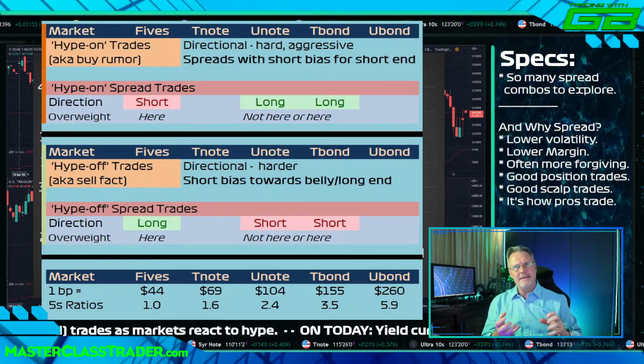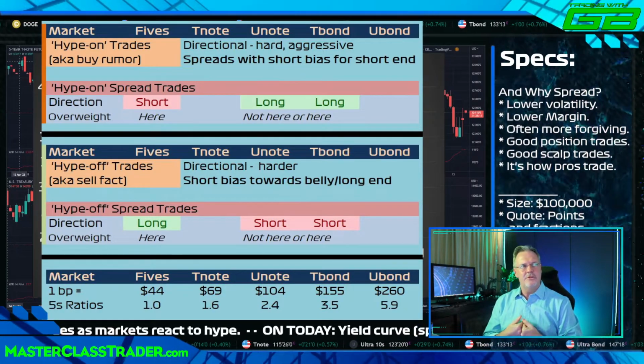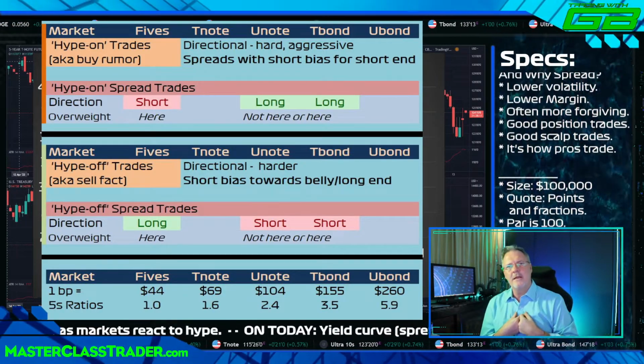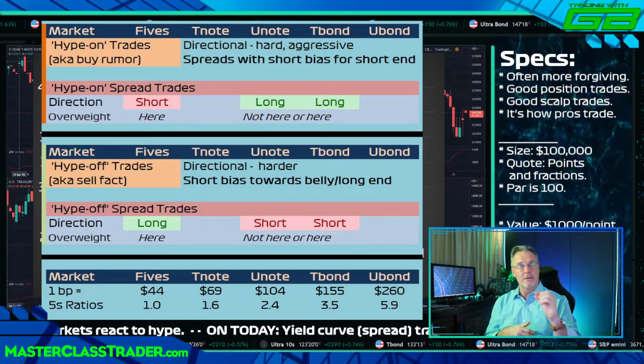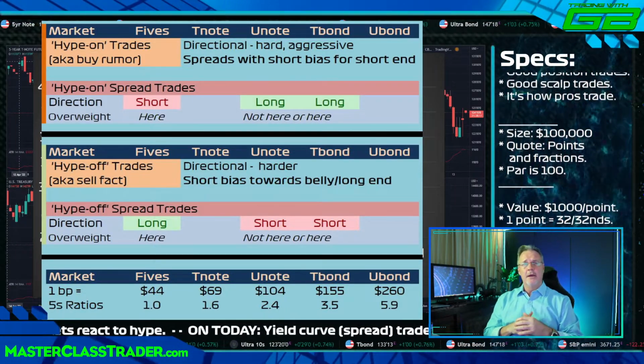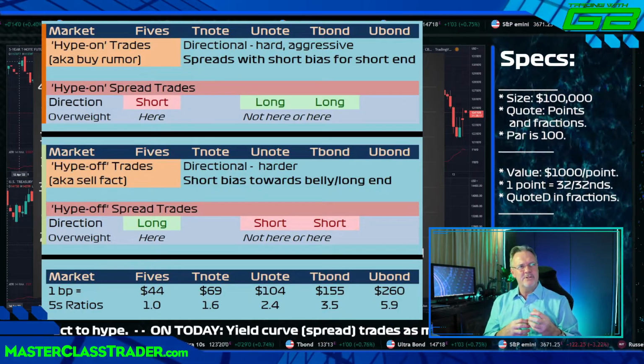When wanting to take a bit more direction, you can, of course, adjust that ratio to your liking. The reason I like the 5s is that it makes it very easy to do because it's a smaller tick, it's a smaller dollar value per move. So it makes it very easy to adjust those things.